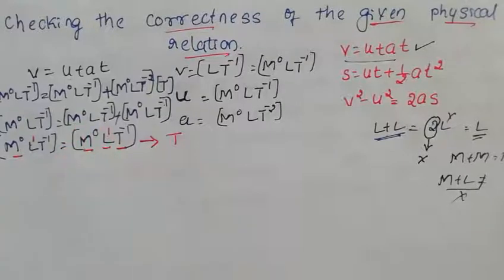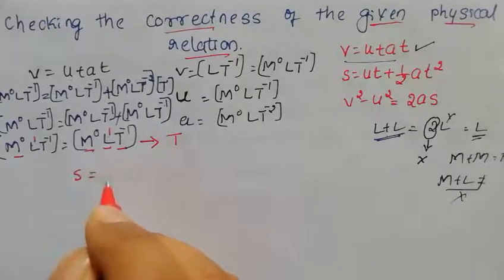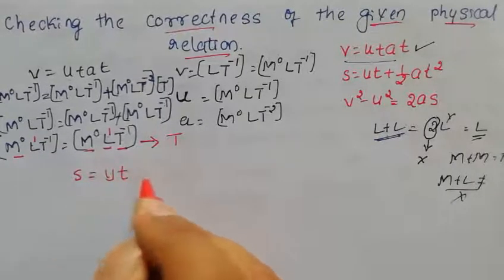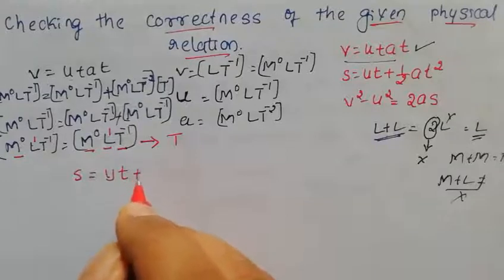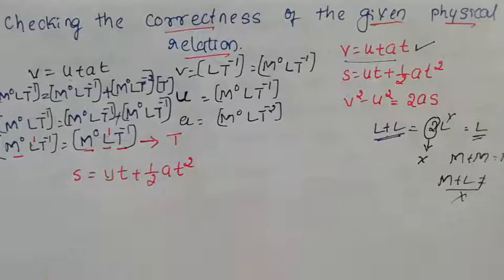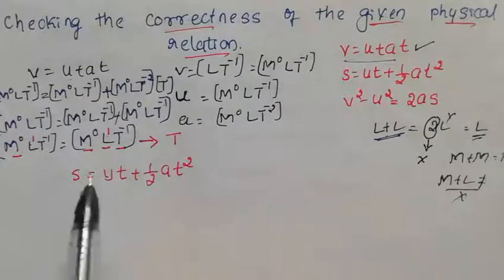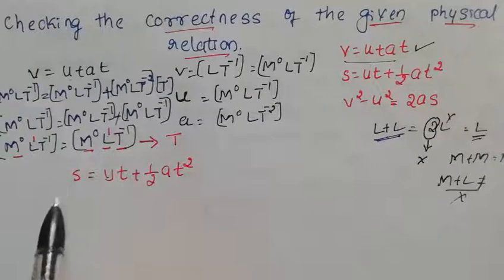So let us take now any other example. Okay, if I take one more example, like let me take now S equal to ut plus half a t square. Please check for this equation whether this equation is dimensionally correct or not. How can we check? Again same method. We are going to put the values. S means what now? Distance, that is a length.